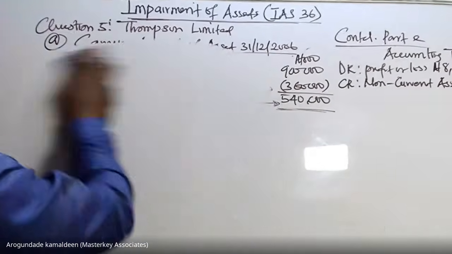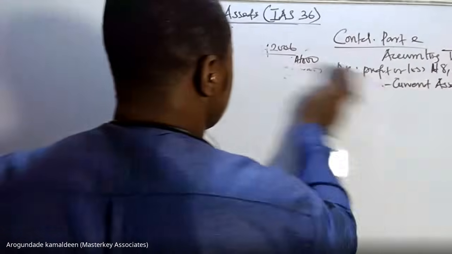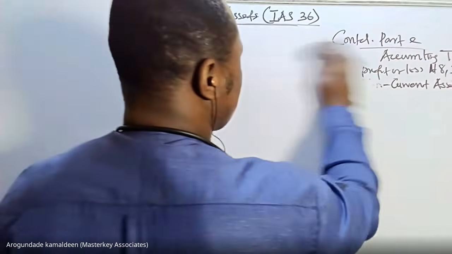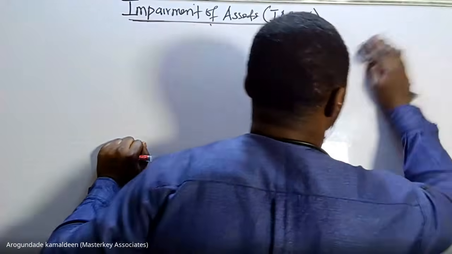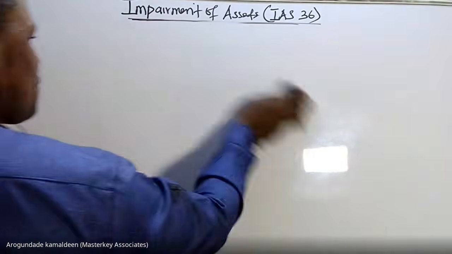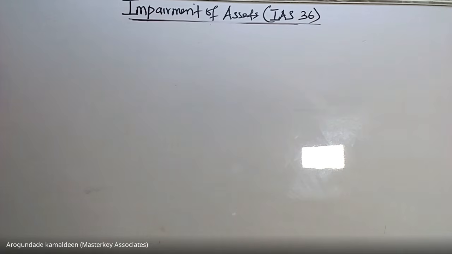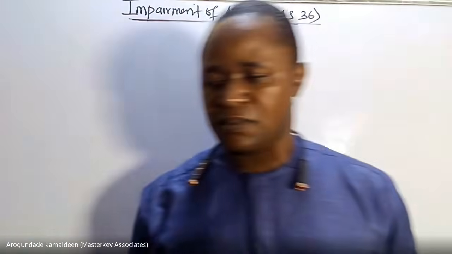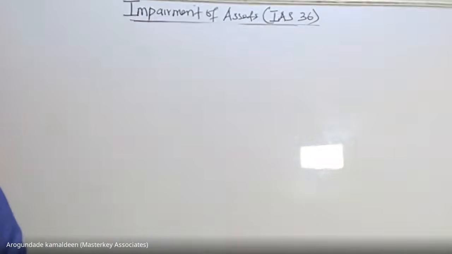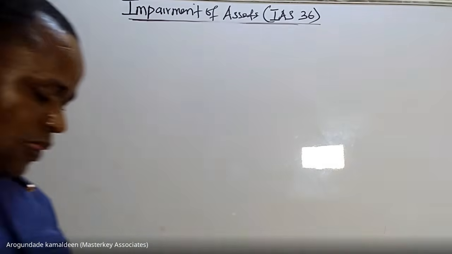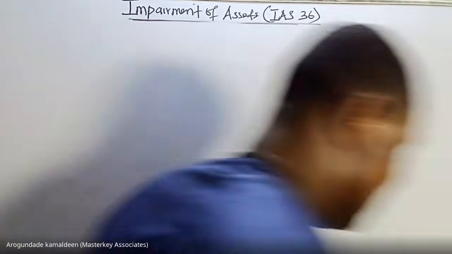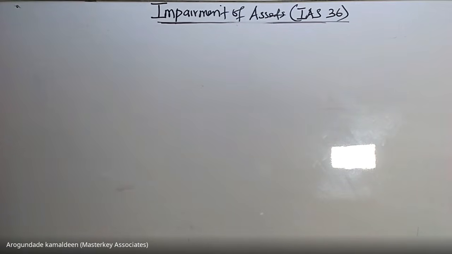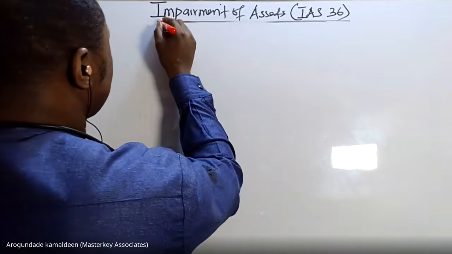So that we can cover as much as possible, so that by next week I end this. And that same next week we go to the next topic, next standard, maybe IAS 20, government grants and disclosure. Okay, class, now. Question 6, England.